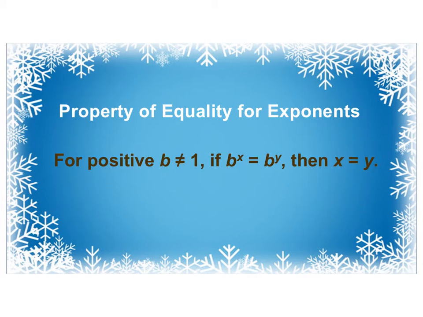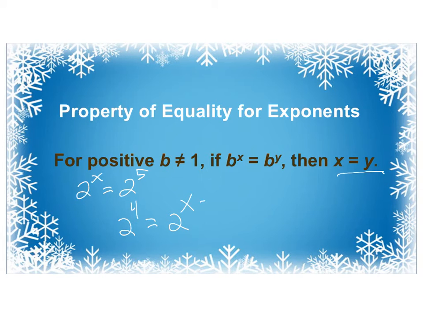Okay, so property of equality for exponents. If b does not equal 1, if b to the x is equal to b to the y, then x equals y. All right, let's throw in some numbers here so you can see the truth of this. 2 to the x is equal to 2 to the 5. What's x equal to? 5. That's all that's saying. 2 to the 4th equals 2 to the x.